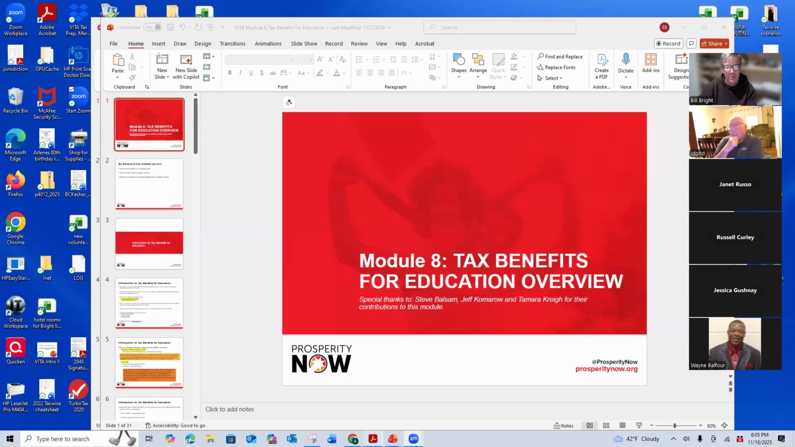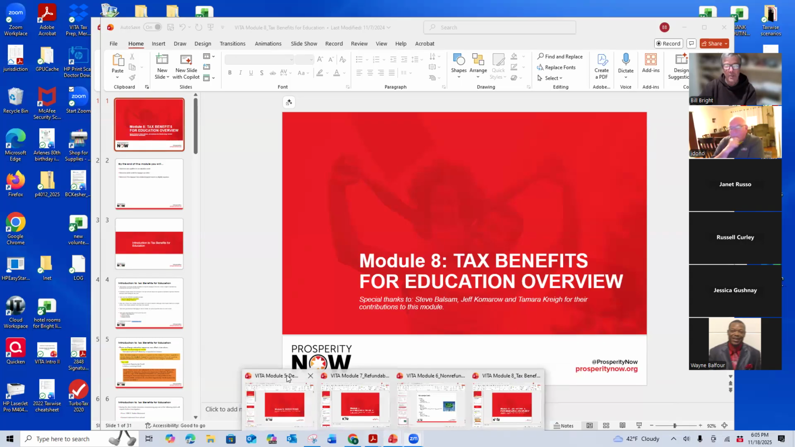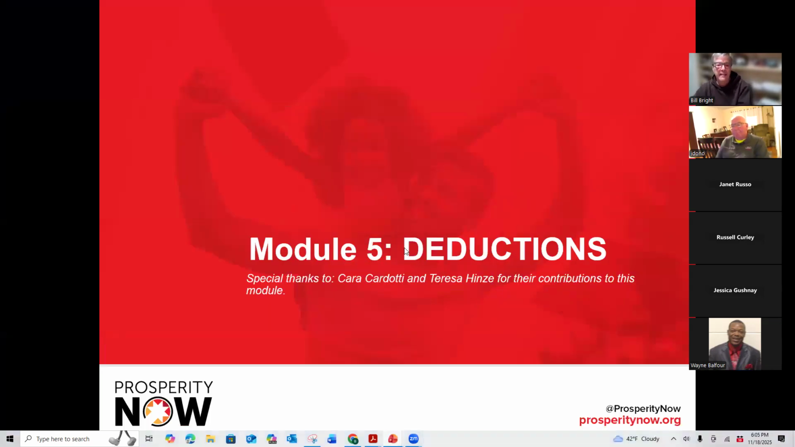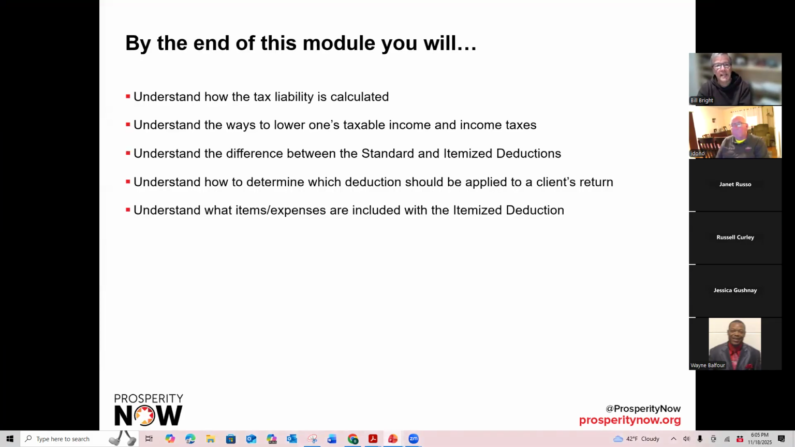Go over the last sets of modules, and we're going to be looking at deductions first. At this point we've gotten all the income in. We've got all the various adjustments, things like the educator credit, alimony paid, things like that. Now we're at the next level to try and get down to taxable income. So again, we're going to understand how the tax liability is calculated, the different ways to lower the taxable income, because once you get the taxable income, that's where the math starts.